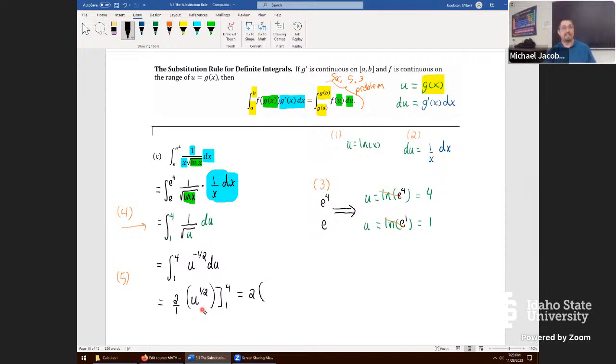2 over 1, we can write in as a 2. For u power 1/2, I'm going to go back to the square root, since that's just more visually easy to work with. This will be square root of upper limit 4 minus the square root of the lower limit 1. From here, we can still calculate and get 2 times 2 minus 1 after taking both of those roots. Now it's 2 times 1. And so the exact area under this curve is now found to be 2. So that's the process, folks.